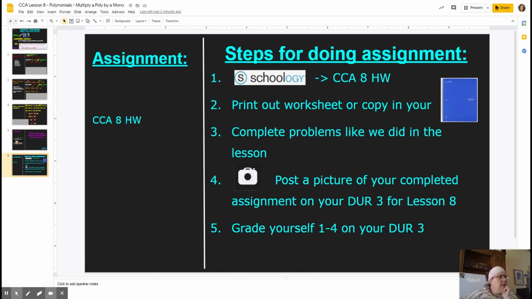When you've got that closure written, then go ahead and go into Schoology, look for that Lesson 8 folder. You'll see a worksheet there for Lesson 8, and like we've been doing, either print it off or write the problems down on your paper. And then you're going to take a picture and download it to your DUR3 for Lesson 8.